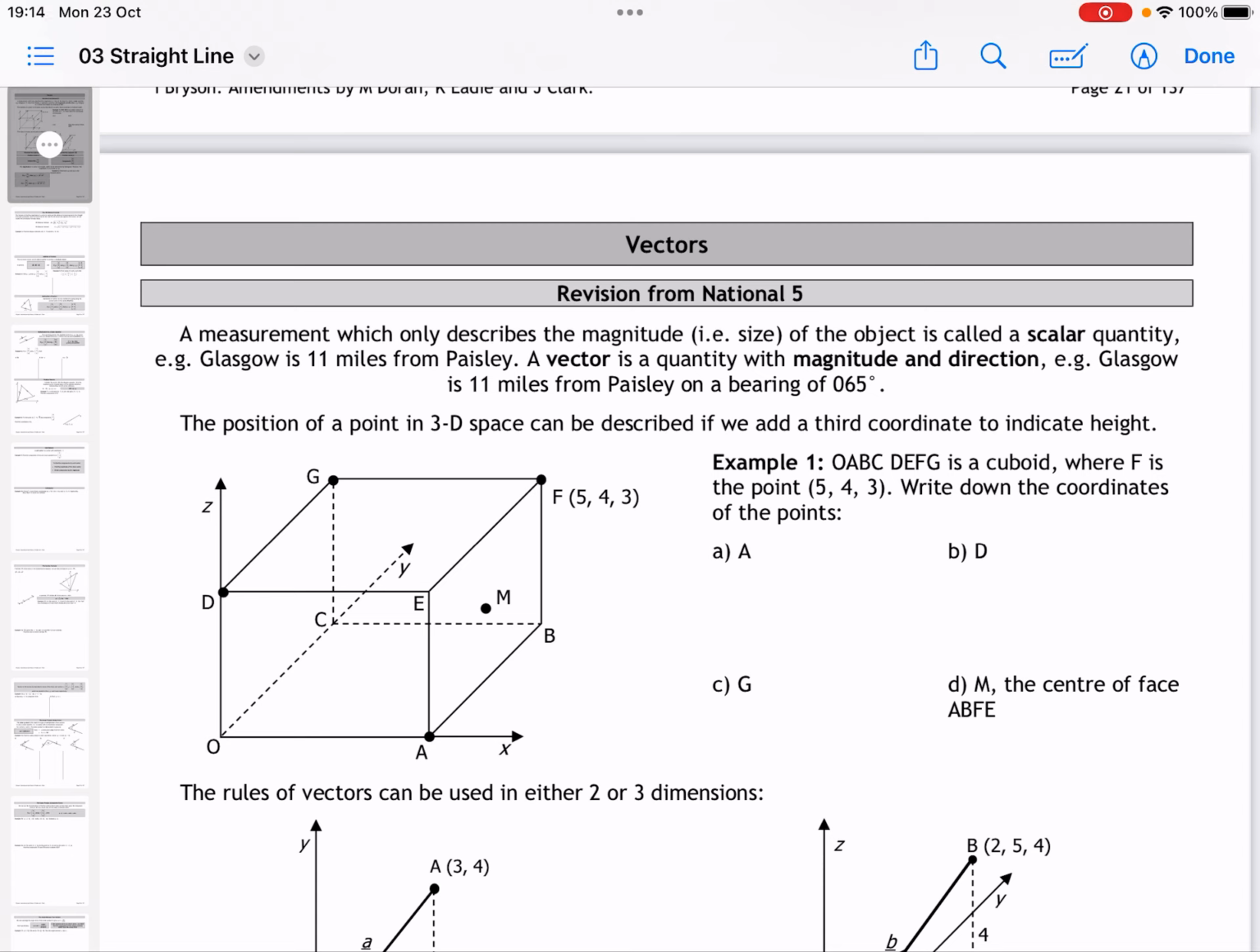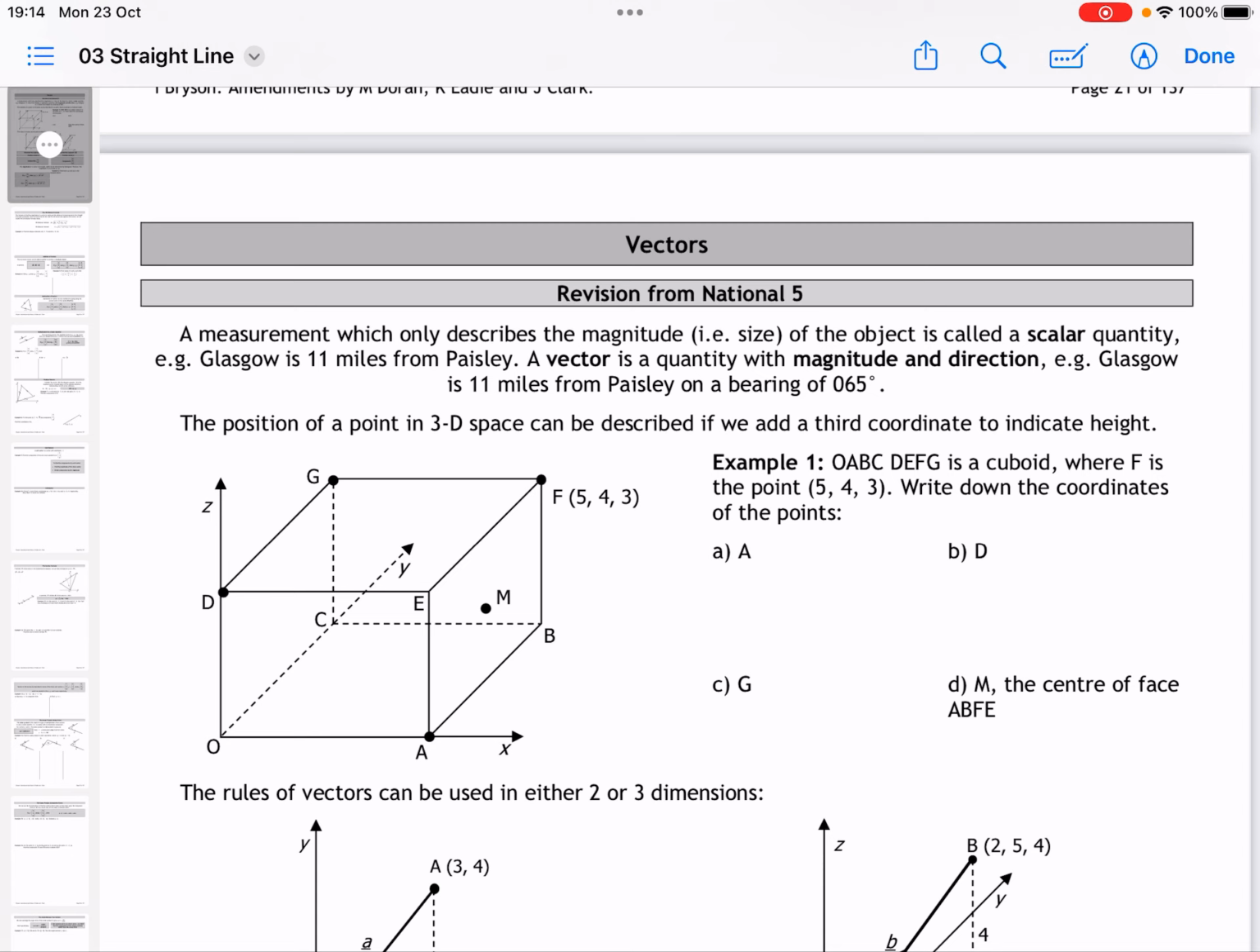A vector is a quantity with magnitude and direction. So Glasgow is 11 miles from Paisley on a bearing of 065. That's a vector. Size and direction. Okay? The position of a point in 3D space can be described if we add a third coordinate to indicate height.